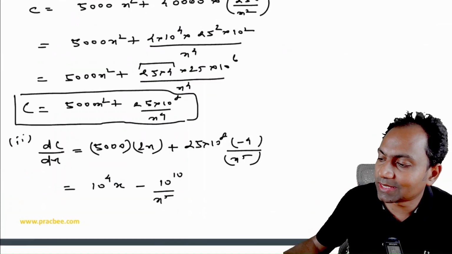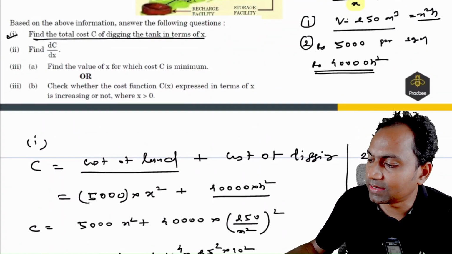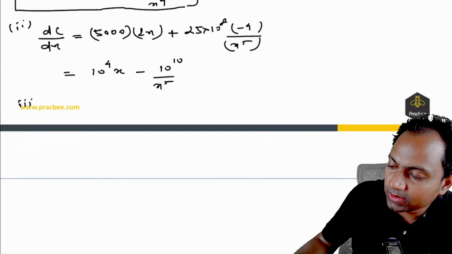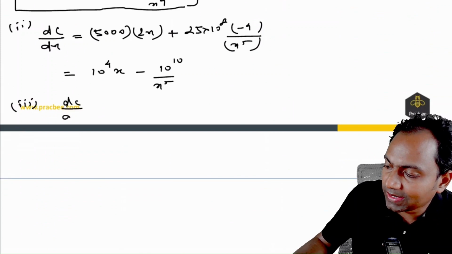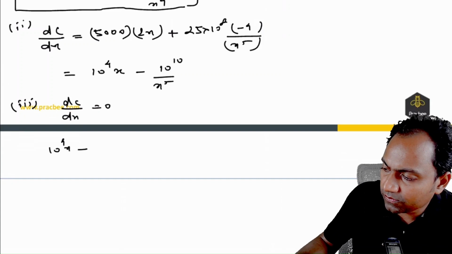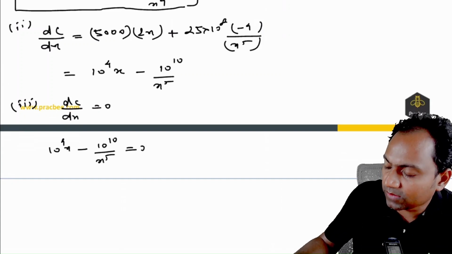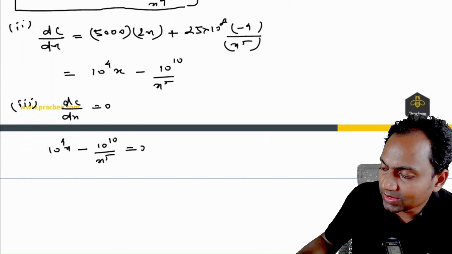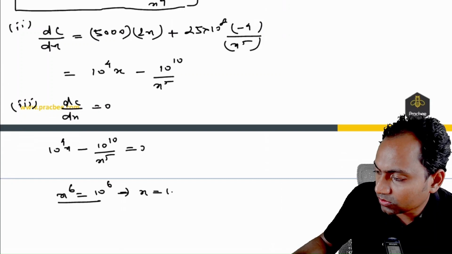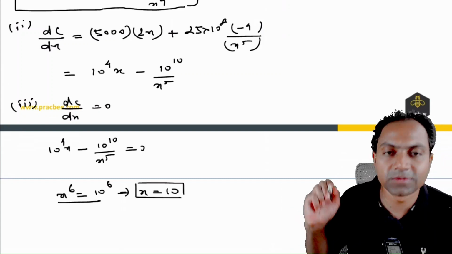Now, in the next part, what they're saying is basically find the cost that is minimum. So we will have to put in the third step dC by dx equal to 0. And if I do so, it is 10 raised to the power 4 x minus 10 raised to the power 10 by x raised to the power 5 equal to 0. So what we are getting from here is x raised to the power 6 is equal to 10 raised to the power 6. So the value of x comes out to be 10. And this is what we have figured out.